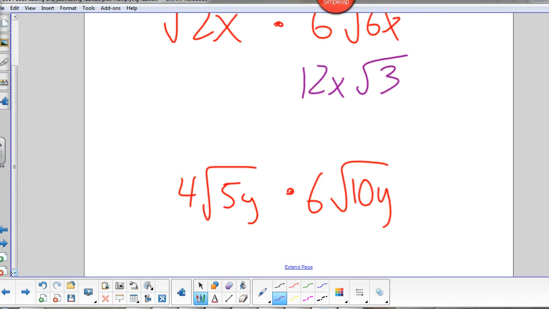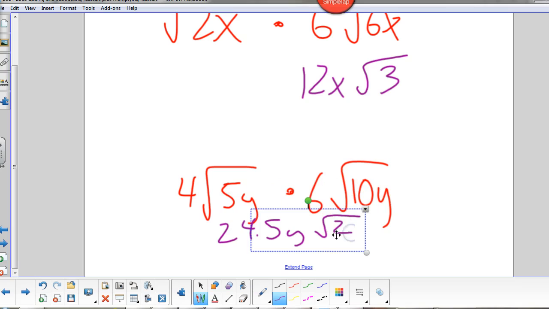What's the pair? There's a pair of root 5y's. This is 5y times 2, so the root 5y and root 5y in here becomes 5y, so it's 4 times 6, or 24 times 5y, and then the only root that's left that's not used is a 2, and so then 24 times 5 becomes 120y root 2.